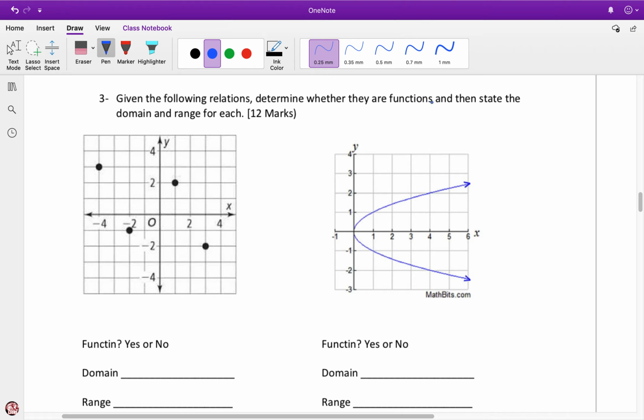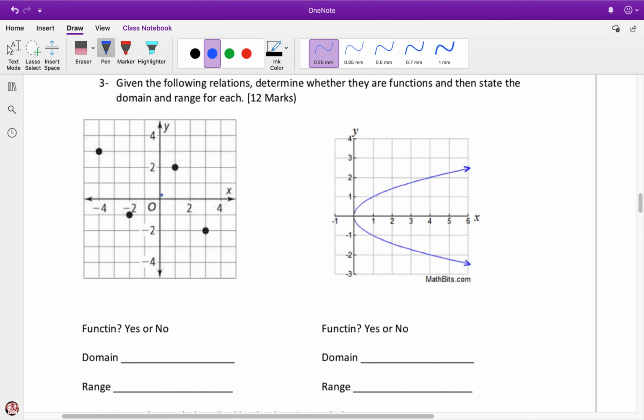So determine whether these are functions and state the domain and range. If I look at this one here, I know that for every input there's only one output. So if I look, input, one output, one output, one output. Therefore, this is a function. It asks me to write the domain and range for it. Since it's only points, we only have to write D equals and then list the points along the domain, the x-axis: -4, -2, 1, 3.